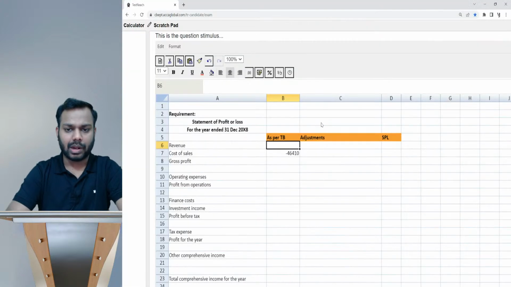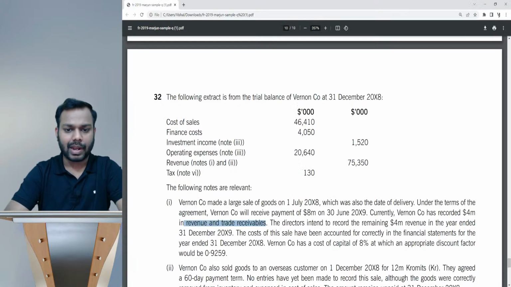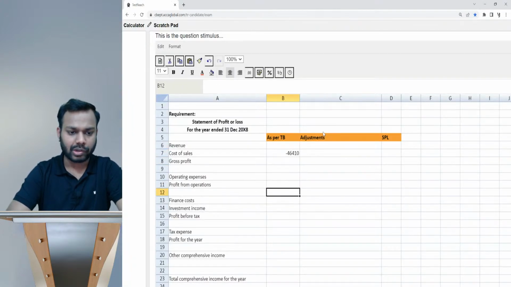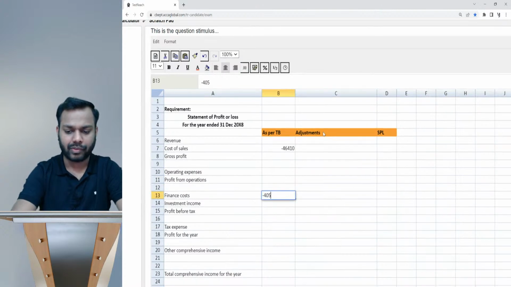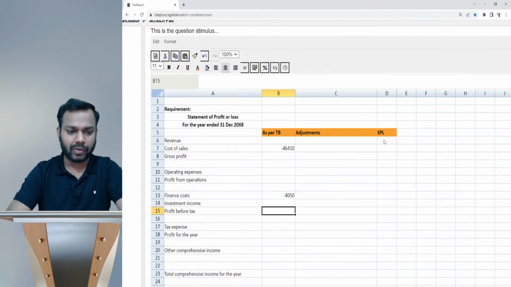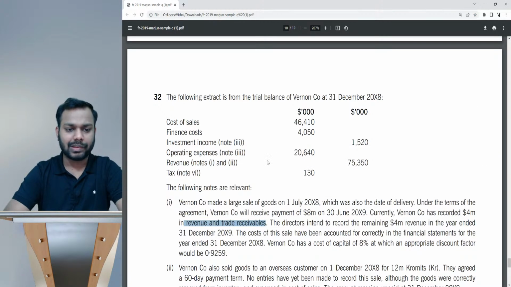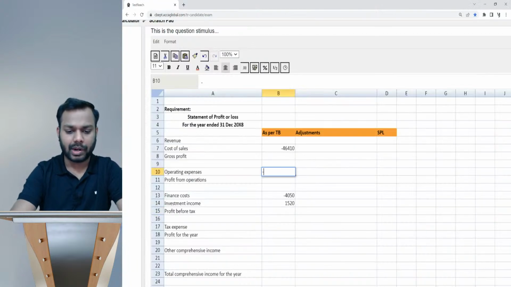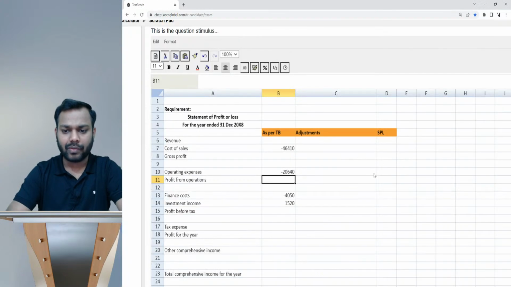What is next? Finance cost is 4,050, so finance cost is negative 4,050. Investment income is 1,520. Operating expenses are 20,640, so operating expenses are negative 20,640. Revenue is 75,350.